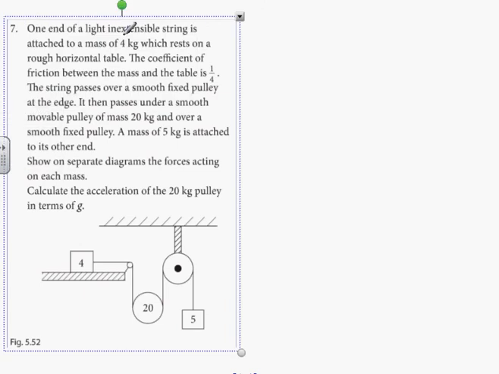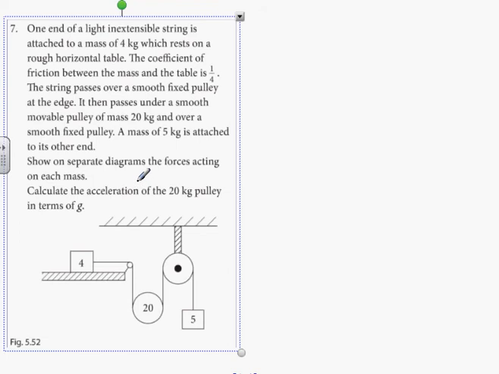One end of a light inextensible string is attached to a mass of 4 kilograms which rests on a rough horizontal table. The coefficient of friction between the mass and the table is 1/4. The string passes over a smooth fixed pulley at the edge. It then passes over a smooth movable pulley, this guy here, of 20 kilograms, and over a smooth fixed pulley again. A mass of 5 kilograms is attached on the other end. Shown on separate diagrams the force acting on each mass.